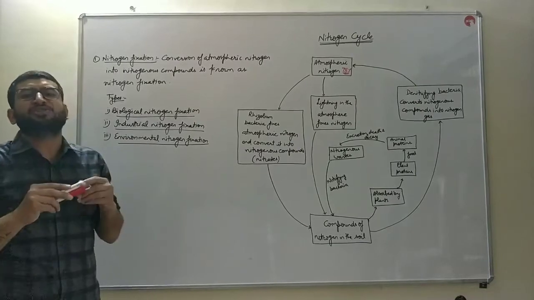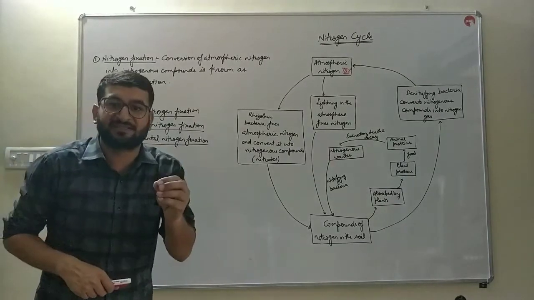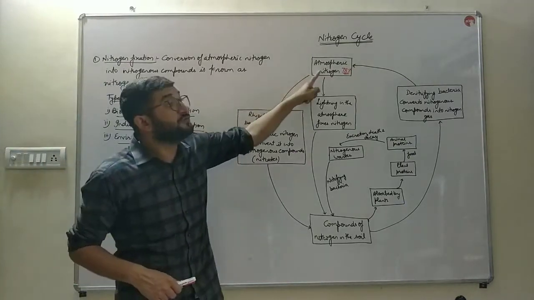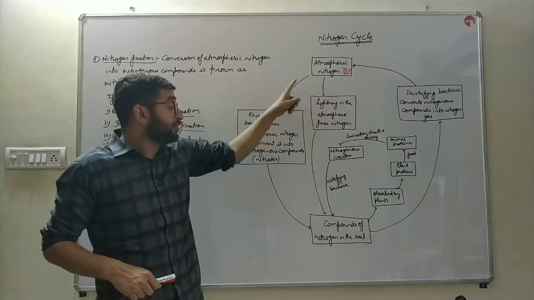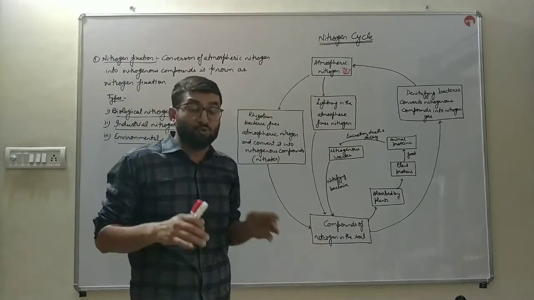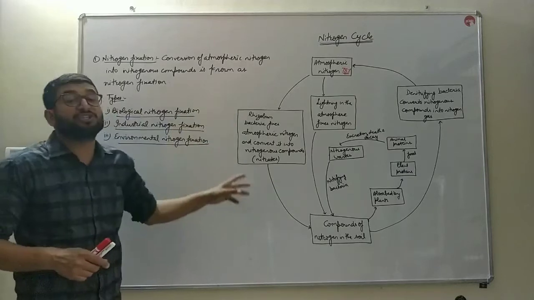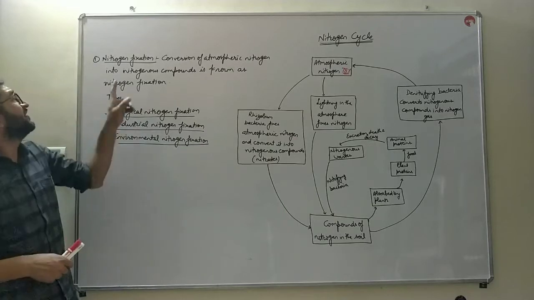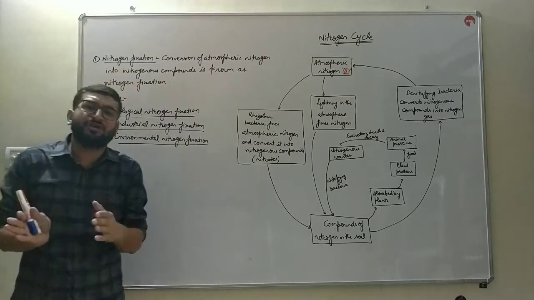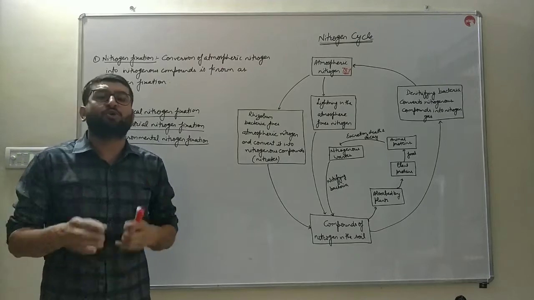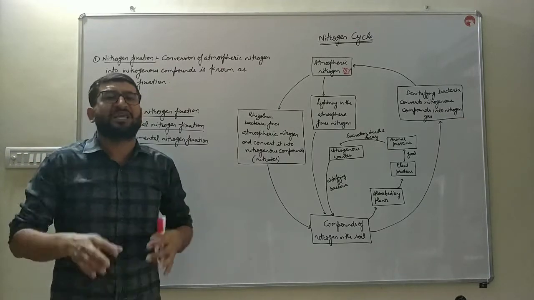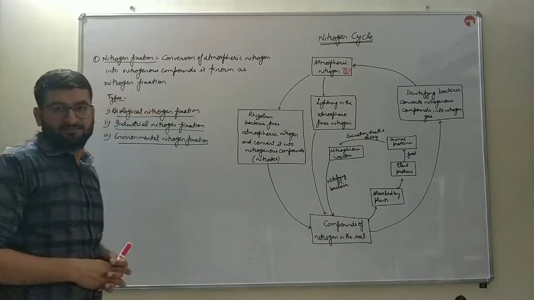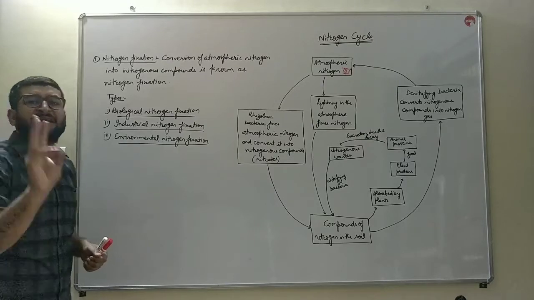So plants use nitrogen in the form of nitrates, in the form of nitrogenous compounds. The first step is the conversion of this atmospheric nitrogen into the nitrogenous compounds which are used by the plants. This conversion is known as nitrogen fixation. Conversion of atmospheric nitrogen into useful nitrogenous compounds which can be used by the plants is known as nitrogen fixation. Nitrogen fixation is further of three types.